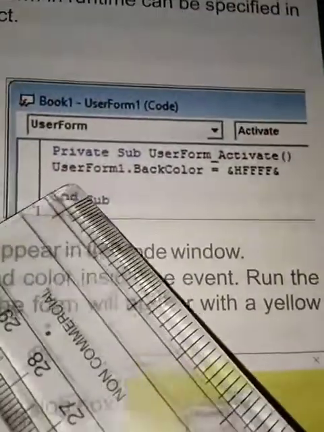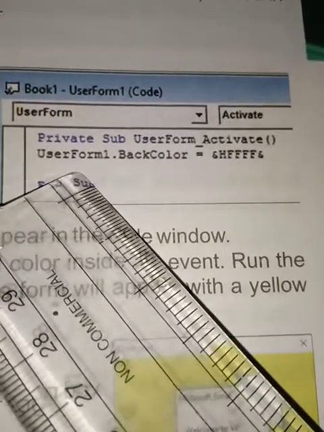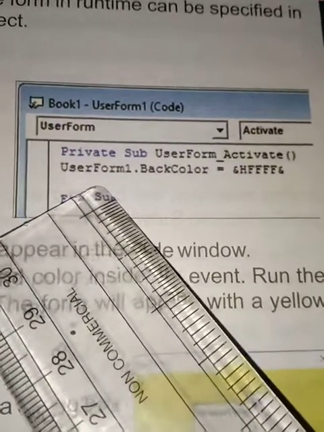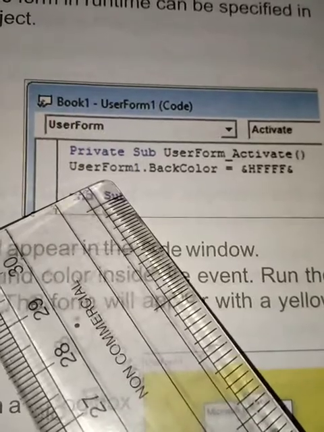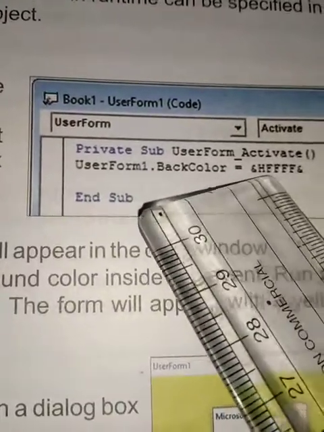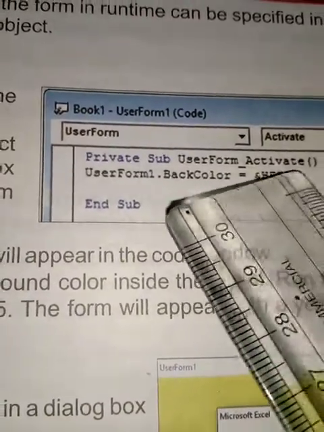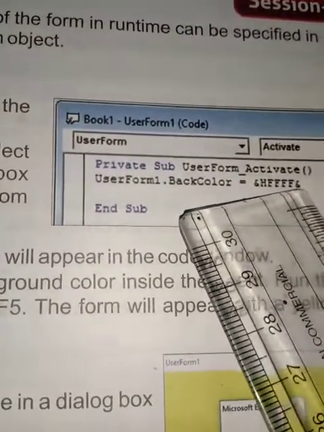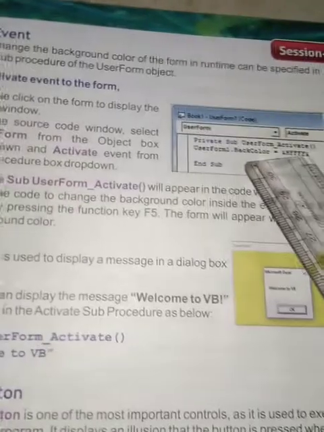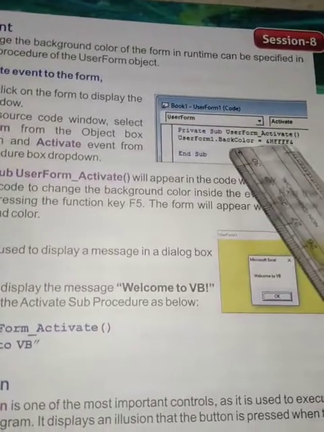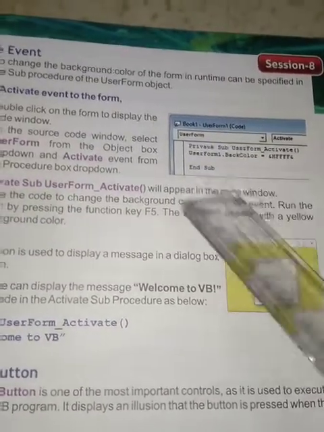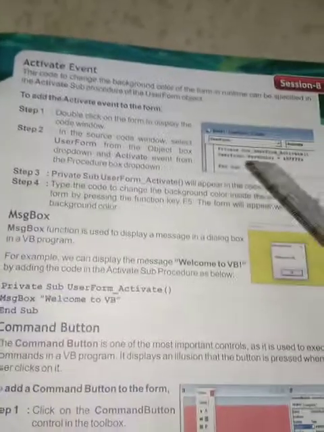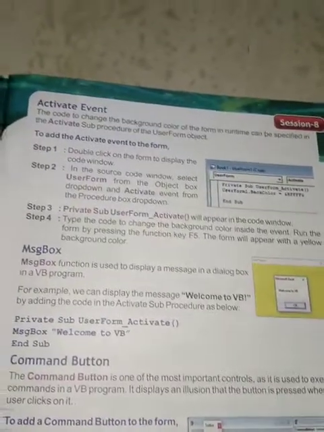So here they have used the color code. They have written the code for yellow. You can change it to any color you want, and when you press the F5 key on your keyboard, the yellow background will appear in your form window.